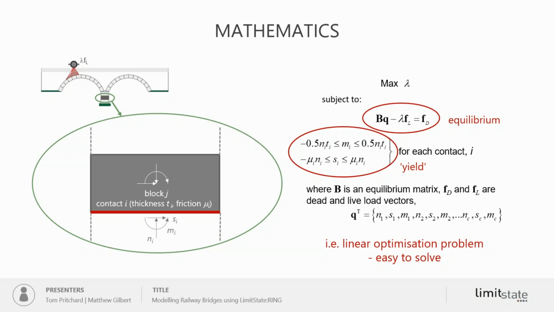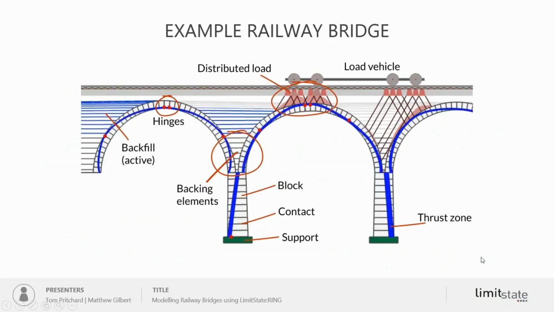And yield could mean sliding failure. So for sliding failure, we make sure that the shear force doesn't exceed the coefficient of friction times the normal force in terms of magnitude. Similarly, if we want rocking failure, in this case assuming that we have infinite compressive strength for simplicity, then there's a relationship between the magnitude of the applied moment we can apply and the magnitude of the normal force and the thickness of the contact. But the main thing is this boils down to a linear optimization problem, which is nice and easy to solve.